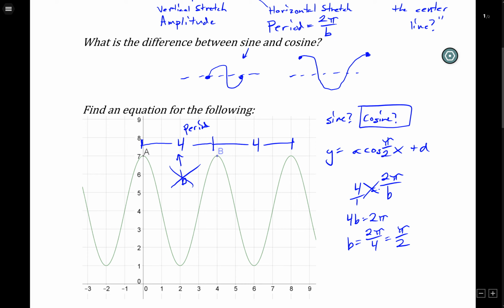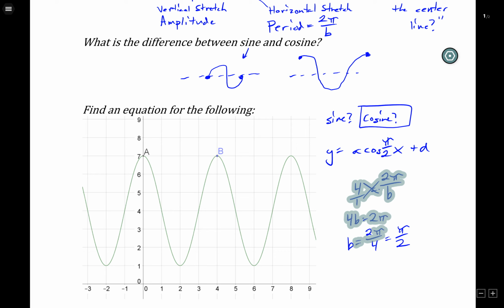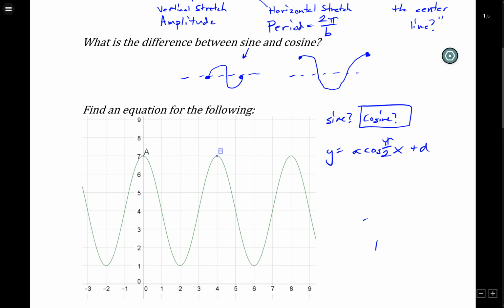I know my b. Okay, great, so that relates to the period. Now, we need to figure out the a and the d. Remember that the A is amplitude and the D is the center line. But since the amplitude is kind of related to our center line, might it be a good idea to find the center line first? But how, you might ask? How am I supposed to find where the center line is? Is it here? Is it here? Is it here? Which one is actually through the middle?